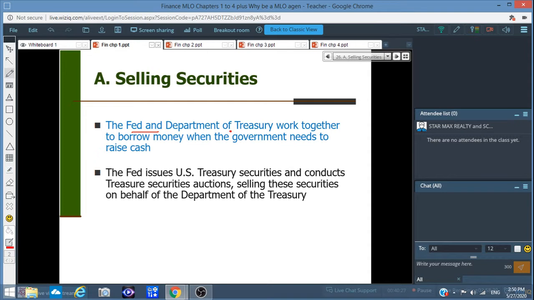So selling securities, another form, OK. The Fed and the Department of Treasury work together to borrow money, OK, from who? From us, the public, other nations, right? When the government needs to raise cash. Okay, so the Fed issues U.S. Treasury securities and conducts Treasury security auctions, selling these securities on behalf of the Department of Treasury. So the central bank, okay, helps the Treasury sell these securities.